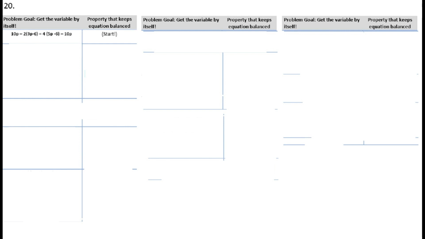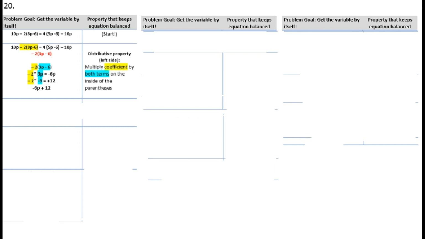This is 10p minus 2 times the quantity 3p minus 6 equals 4 times 5p minus 6 minus 10p. All this is the distributive property everywhere. So we're going to start with negative 2 times 3p minus 6. Negative 2 times 3p is negative 6p. Negative 2 times negative 6 is positive 12. So that's negative 6p plus 12.